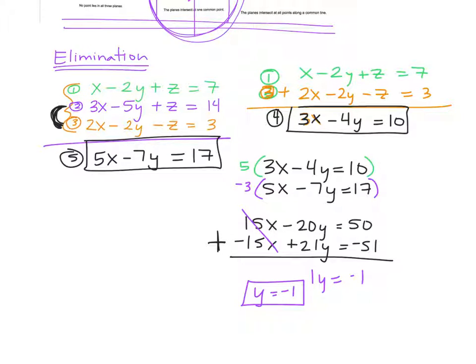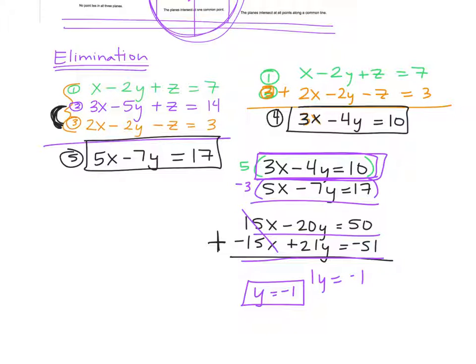Okay, now from here, it's a whole lot of just plugging back in. You can plug that y value in right here, right here, right here, or right here, right? Because then it will isolate and leave us with just an x. So I'm just going to do it in that top one. I'm going to plug it into 3x minus 4y equals 10.